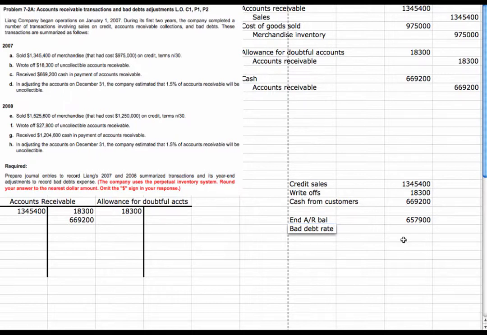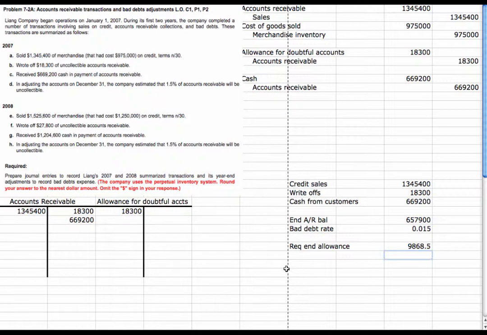Now, if we take our bad debt rate, and that bad debt rate was 1.5%, so 0.015, what that will give us will be our required ending allowance. So I want to take the 657,900 times the 0.015. So we should have a required allowance for doubtful accounts over here of $9,868.50.